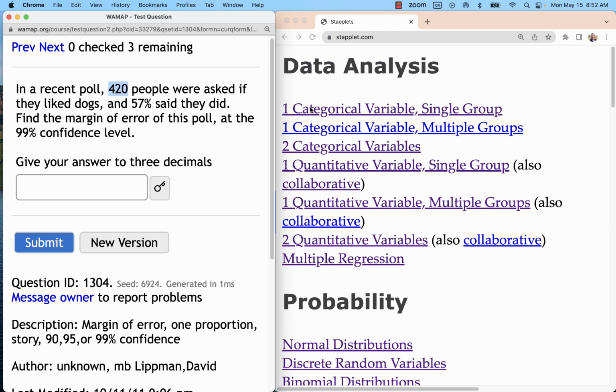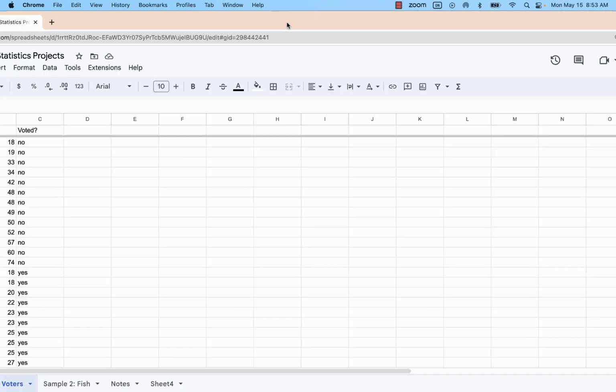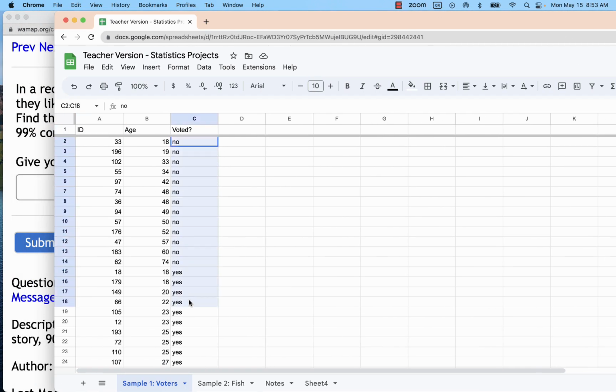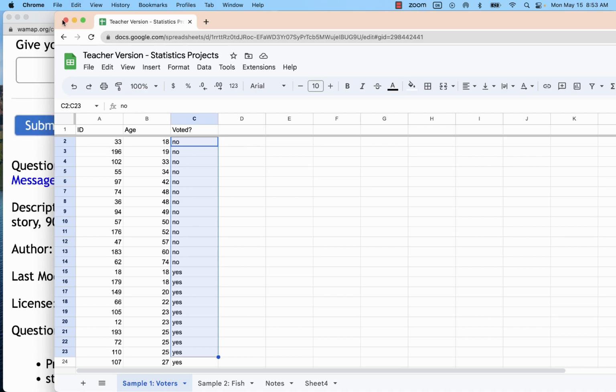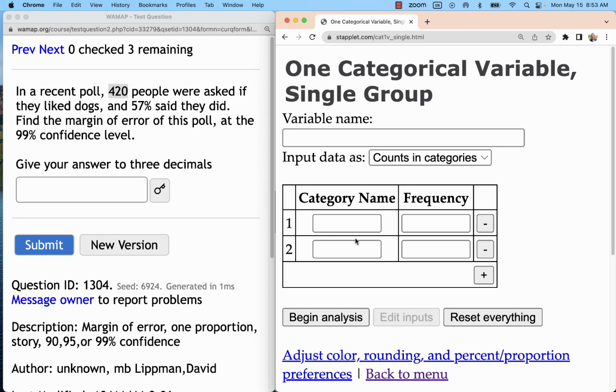We don't have mean and standard deviation. And with categorical variables, we can either enter counts in categories or raw data. For this assignment, I do not have raw data. That would be something more for the project. For example, like yes, no responses if someone voted, then we could paste in that column of raw data. But for us, we're going to just enter counts in categories.